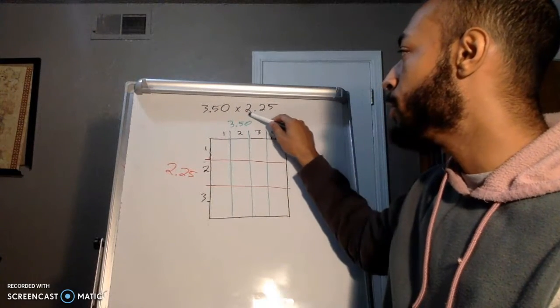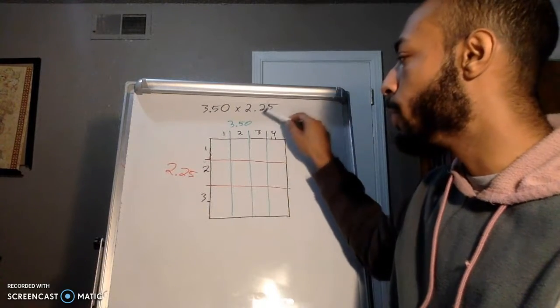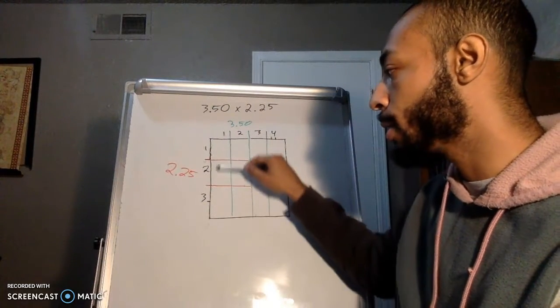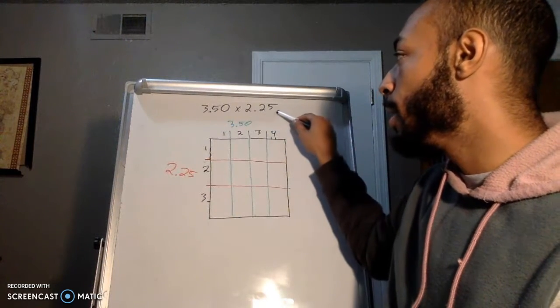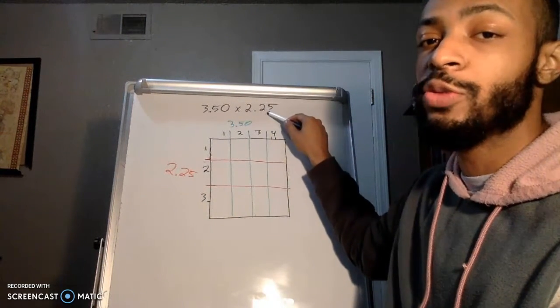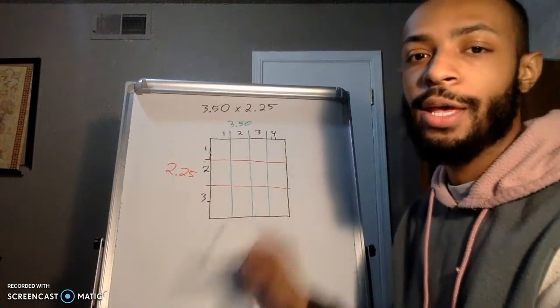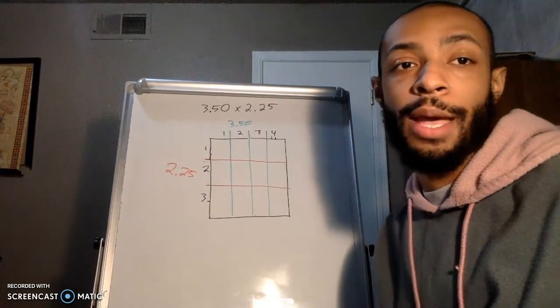And then I know that 2.25 is bigger than 2 but smaller than 3, so I need to make 3 boxes here on the opposite side to reflect this number and make space for the 0.25. I'm going to fill this in and then come back.